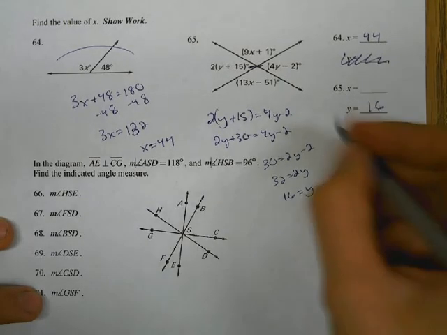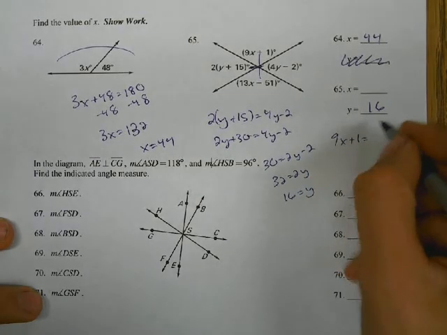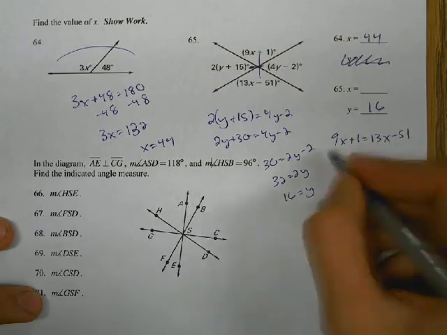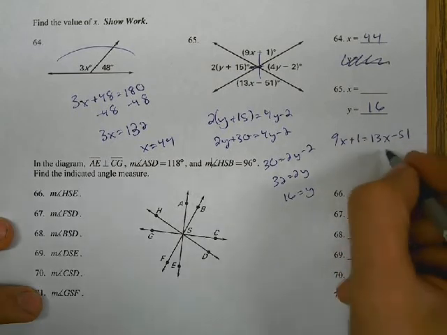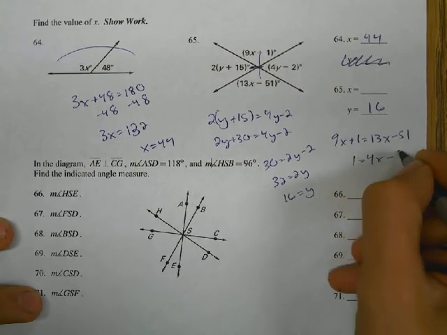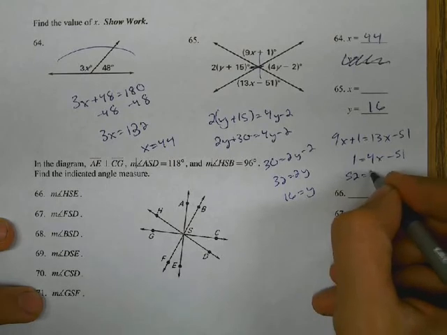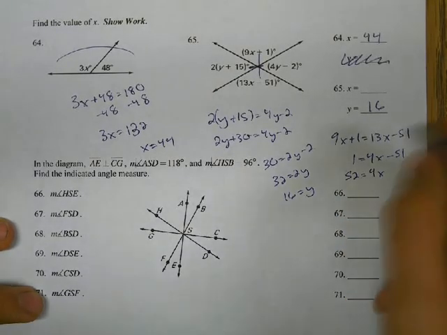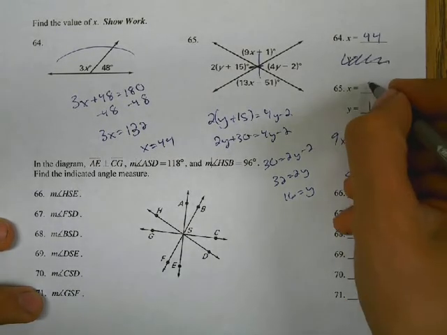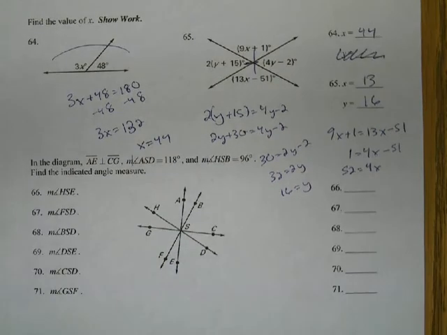My x's, same thing, vertical angles. 9x plus 1 is equal to 13x minus 51. Pull the 9x from both sides, and you'll get 1 is equal to 4x minus 51. Add the 51, you'll get 52 is equal to 4x. Divide this off, and you will get 13. x is equal to 13. All right, last piece. How exciting.